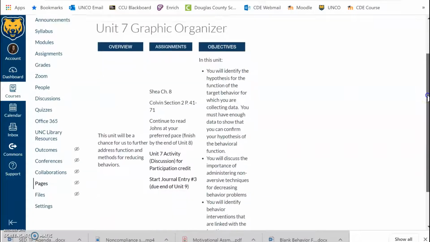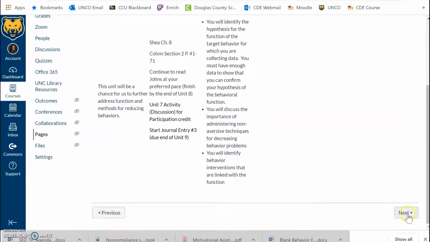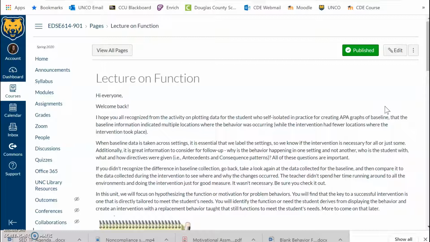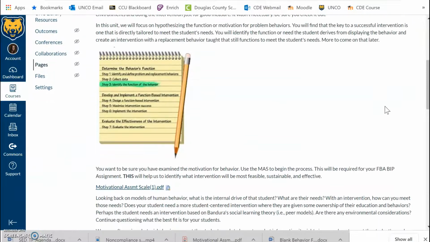When looking at Unit 7 here in the course shell, you'll see that we're going to be talking more about function. And one of the reasons for our focus on function in this unit is to really get us ready for identifying an effective intervention. Interventions are obviously not one size fits all. One intervention may work for one student while it would be completely ineffective and unhelpful for the next. Very important that interventions are individualized and that they are geared and targeted towards student interests, and that's part of where the MAS comes in.